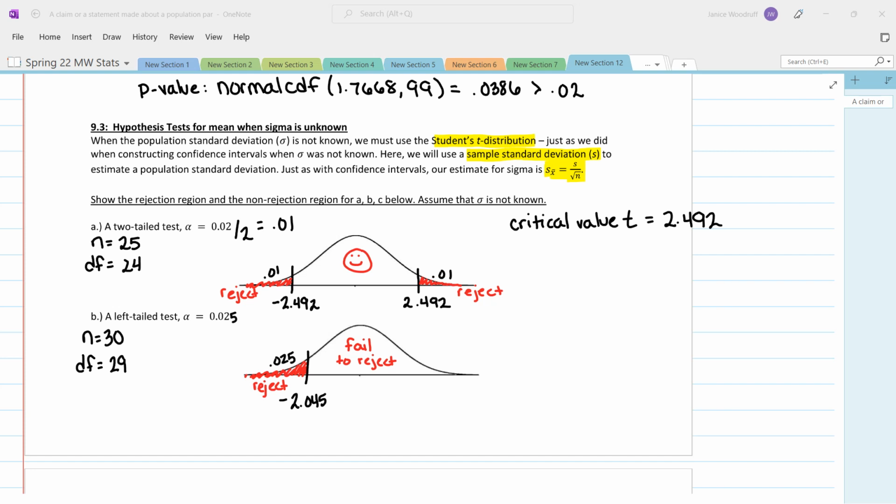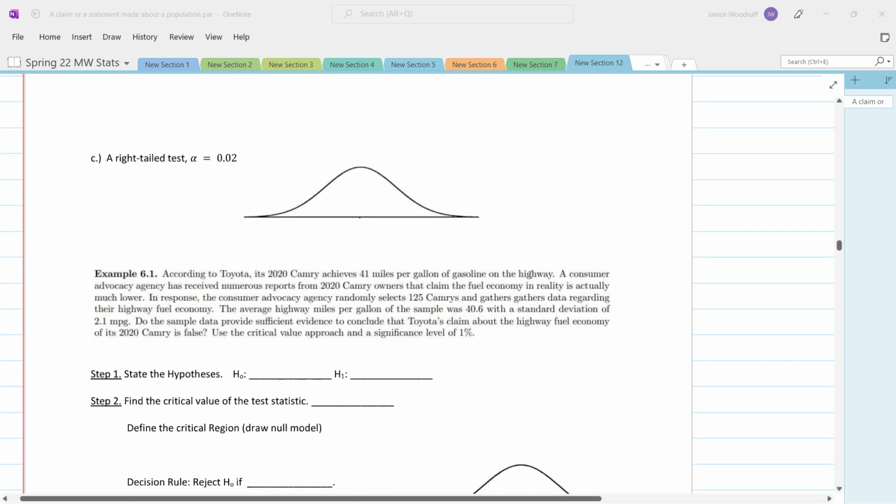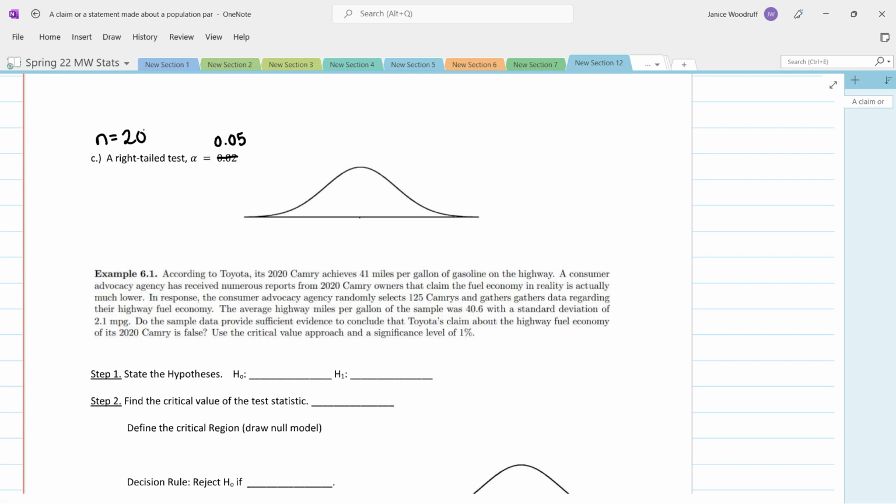Okay, let's do one more example with a right tail. Let's change this again because I had the same significance level for all of them. So change that to 0.05. And let's go with a sample size of 20. So we have a right-tailed test, significance level 0.05, and a sample size of 20, which would make our degrees of freedom what? 19. Okay, so on the right side, we want an area of 0.05, so it's going to be a little closer in here. So 0.05 over here.